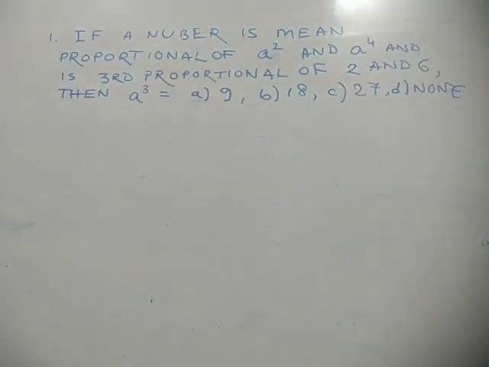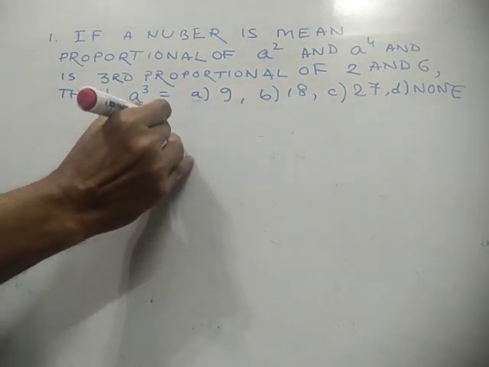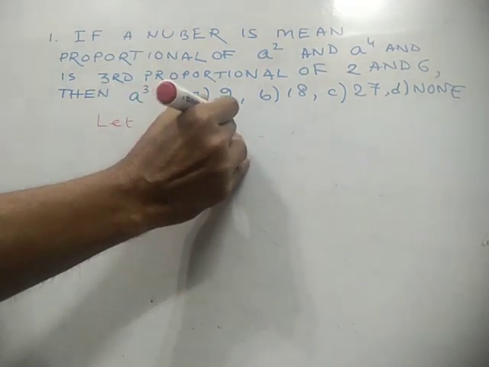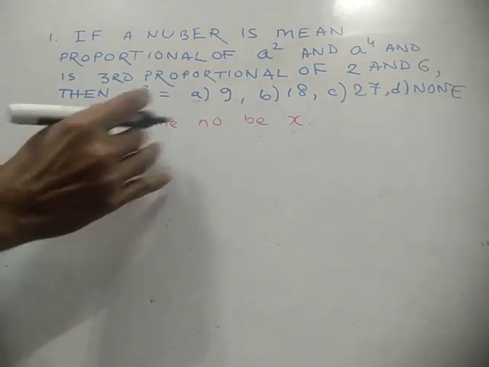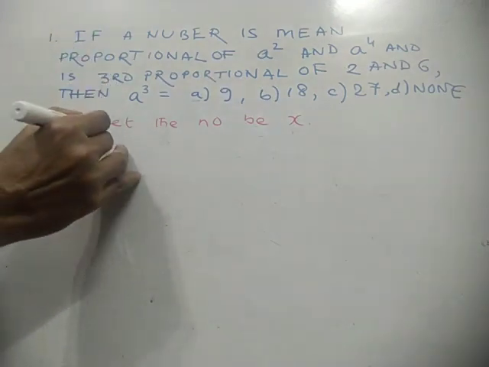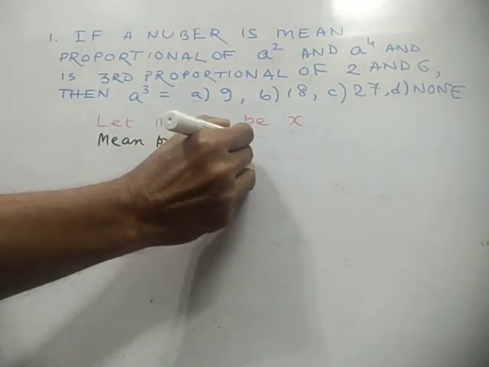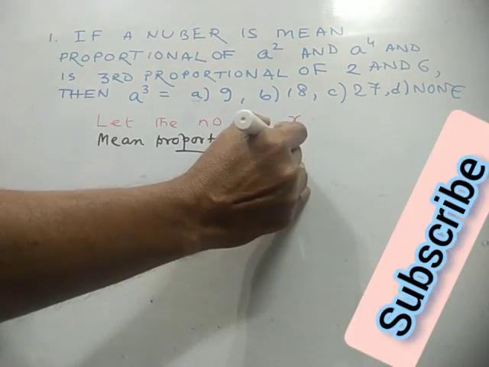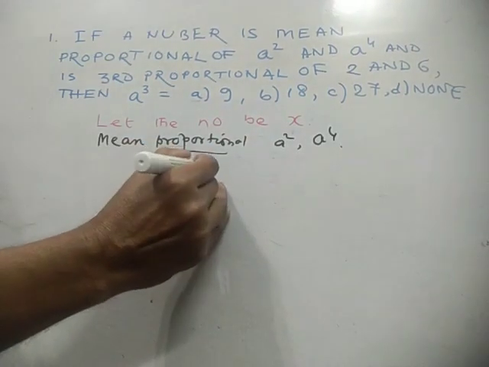Now first we have to think how to do this type of sums. For that we need to know mean proportional means when it is continued proportion, that two extreme proportionals are given, the mean, the middle one, is not given. So we can let this number be x, the mean proportional, the required number. Now mean proportional means continued proportion, two extreme values given, a square and a to the power 4. So we can write this proportion as a square is to x equal to x is to a to the power 4.